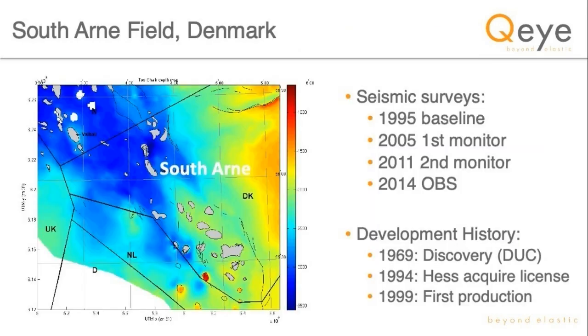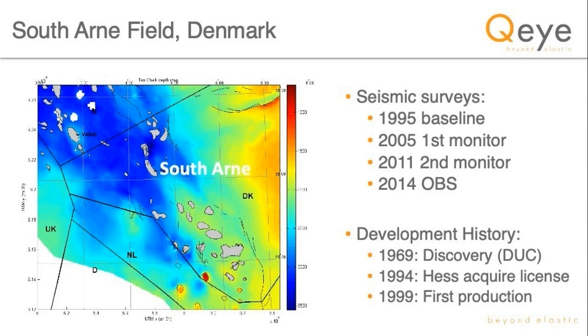So start with the first project, that's the South Arne field in Denmark. We have 4 3D surveys, from a 95 baseline ending with the 2014 OBS. So you can imagine the difference in quality from a 95 streamer survey to an OBS in 2014 is quite large. Some of those differences in resolution are one of the things we will reconcile through this 4D inversion process.